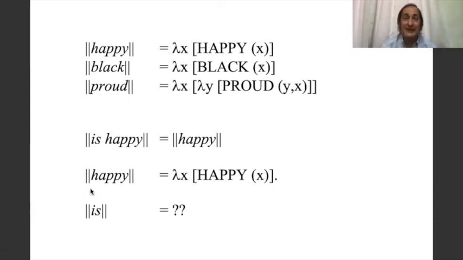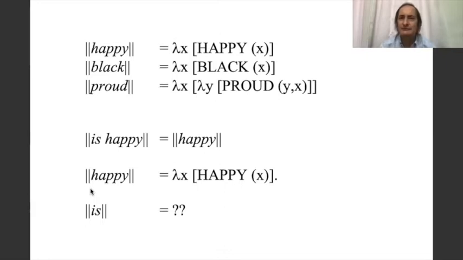Well, it does actually add something. It adds tense information. It says that the happiness that you're saying John has, for example, holds now at the time of speech. But we're ignoring tense. We're going to get to tense eventually, but until then, we're just pretending that there is no tense.